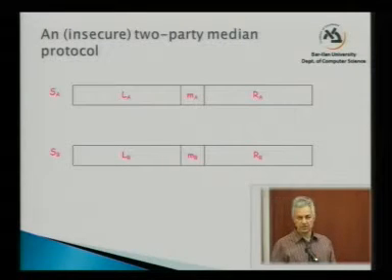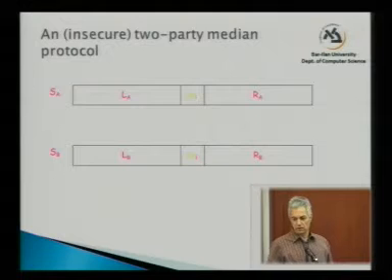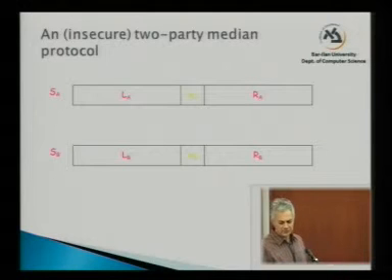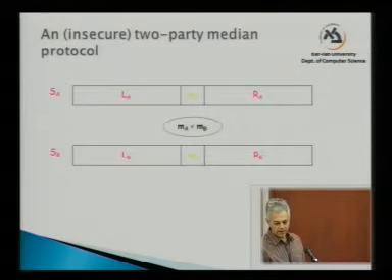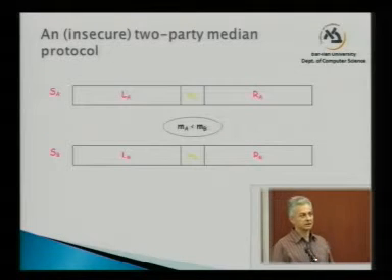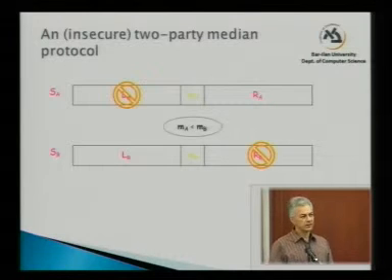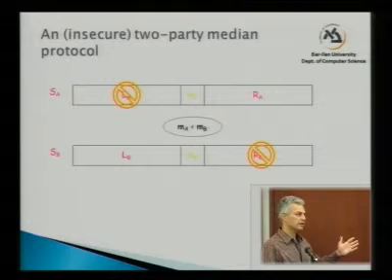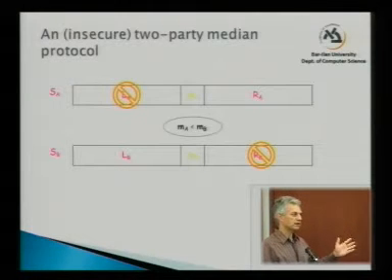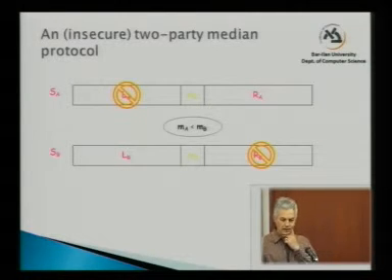And okay, now they should do something. So what they do in an insecure way is compare these two numbers. That's not a good color for the font. And suppose they learn that Alice's median is smaller than Bob's median. Then I claim that immediately Alice can get rid of all items which are smaller than her median, and Bob can get rid of all items larger than his median. Why is that?